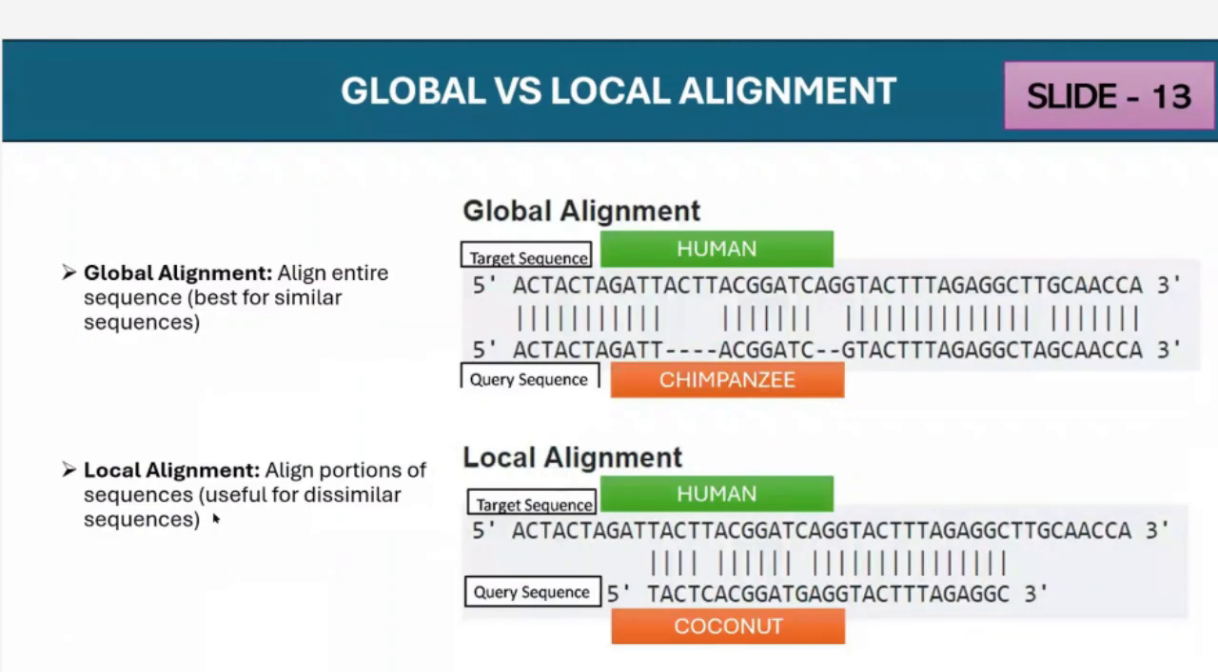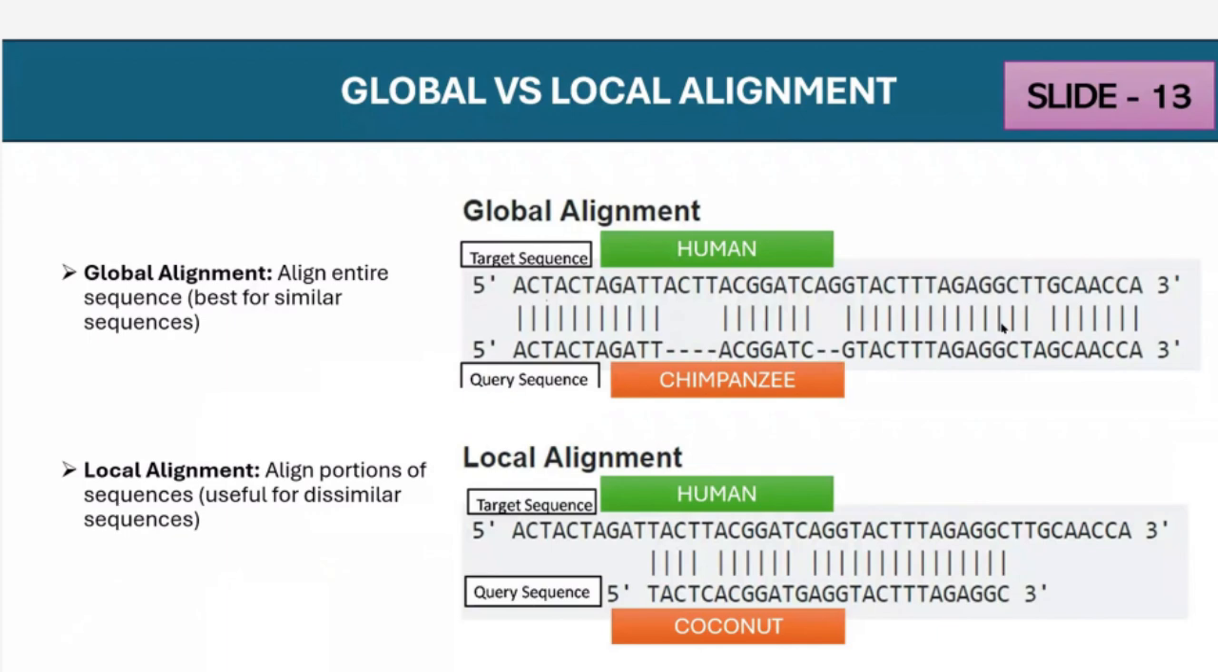In the global alignment, you can see these 2 images here. I already labeled the target sequence as human in both local and global alignment, and the query sequence is chimpanzee in global alignment. In case of global alignment, our target sequence is the human sequence and the query is the chimpanzee. We align the entire sequence from start to end. We can see here, from here to here, we are aligning both sequences.